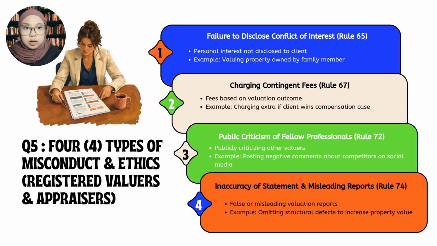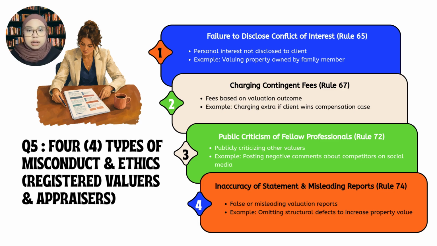The first type of misconduct is failure to disclose conflict of interest. Under Rule 65, this occurs when a valuer has a personal interest in a property or transaction but fails to inform the client. For example, valuing a property owned by a family member without disclosing the relationship.